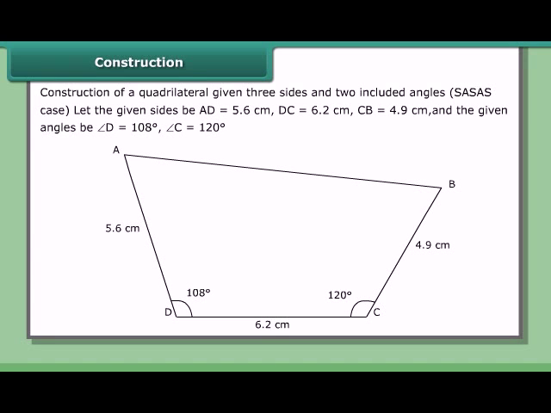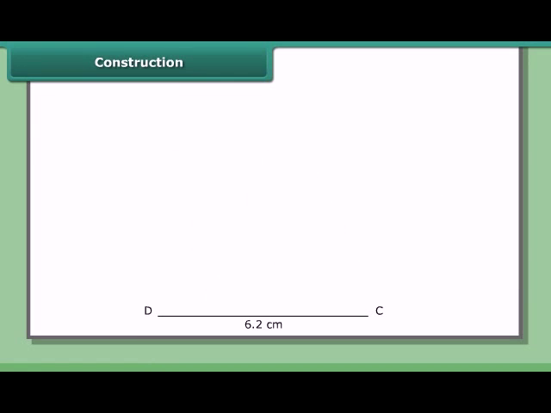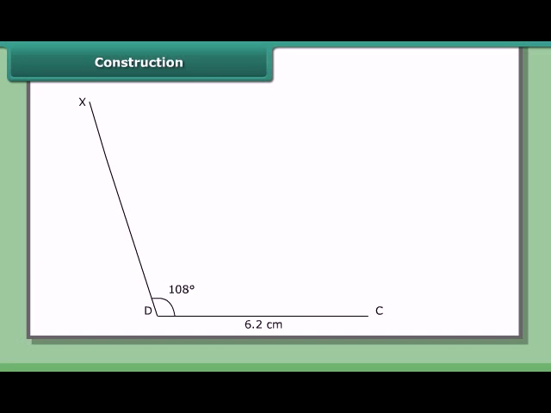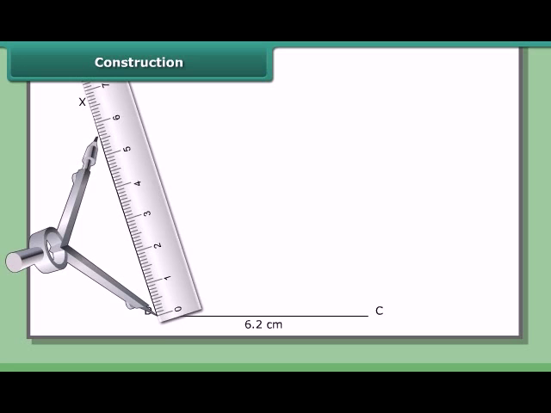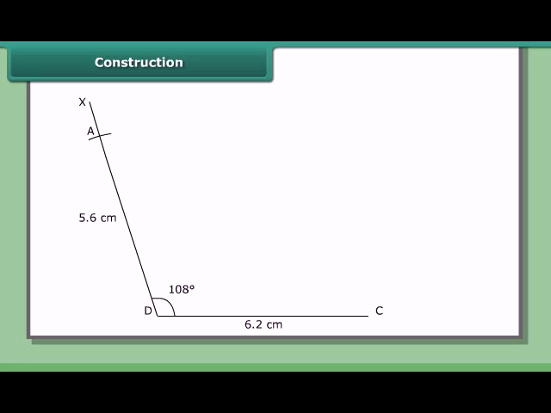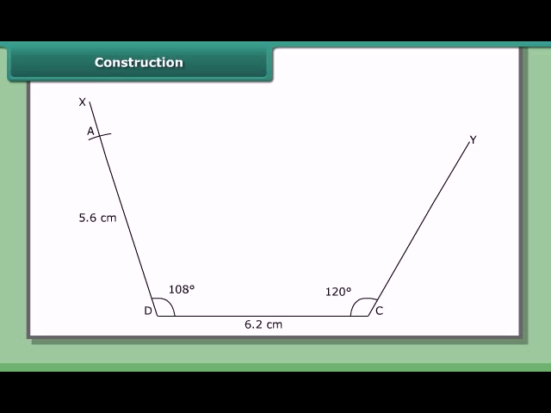In this case, we do not need to construct the quadrilateral by constructing two triangles. Draw DC as 6.2 cm. At D, draw angle CDX as 108 degrees. With D as center and radius as 5.6 cm, cut off DA as 5.6 cm on the ray DX. At C, draw angle DCY as 120 degrees.